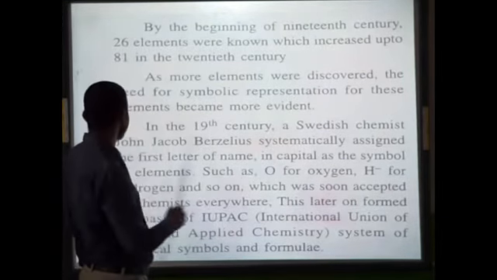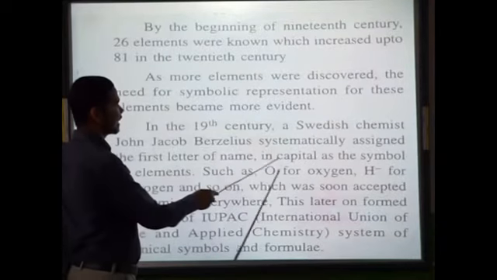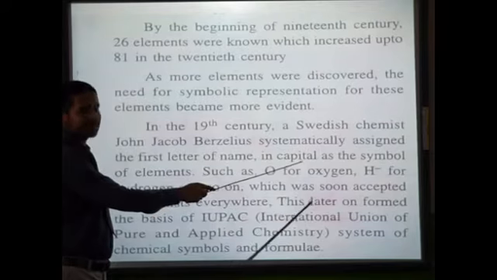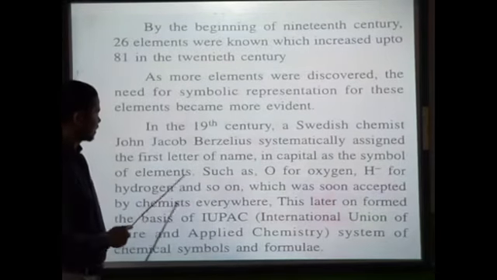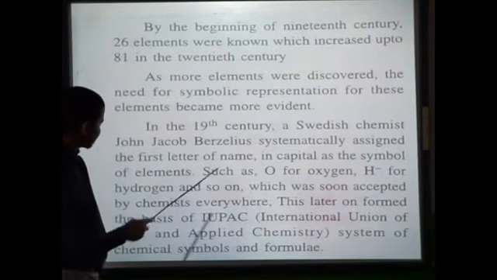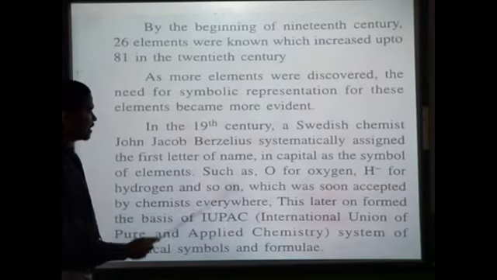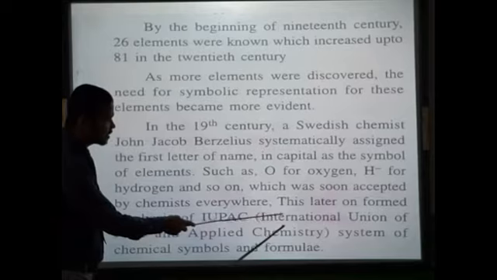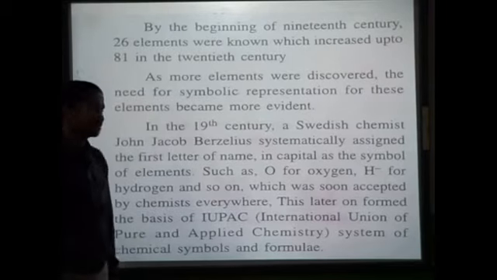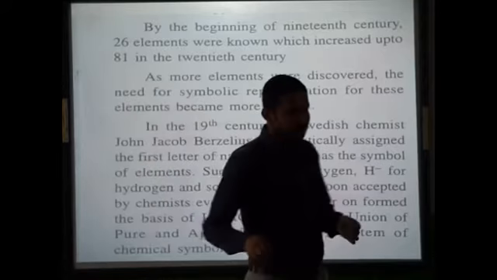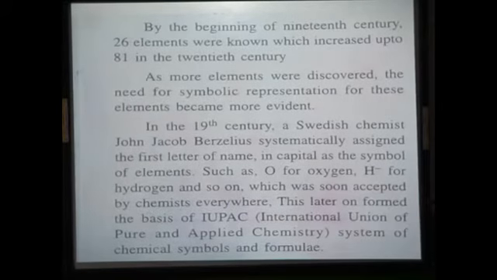He systematically assigned the first letter of the name, in capital, as the symbol of an element, such as O for oxygen and H for hydrogen, and so on, which was soon accepted by chemists everywhere. This later formed the basis of the IUPAC, the International Union of Pure and Applied Chemistry, system of chemical symbols and formulae. So the first one to assign systematic symbols to the elements is the Swedish chemist John Jacob Berzelius.